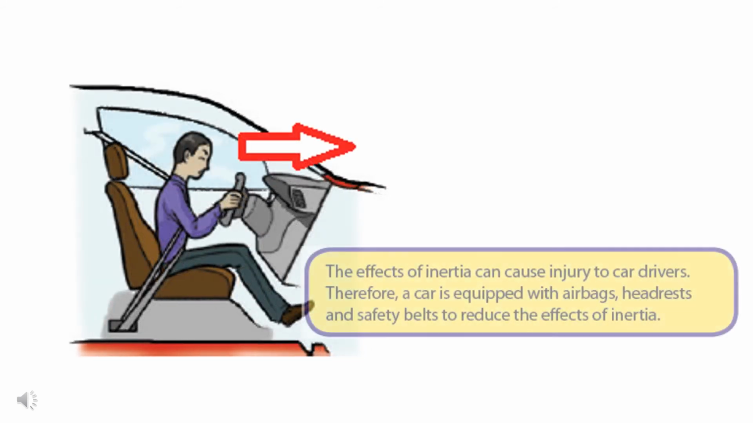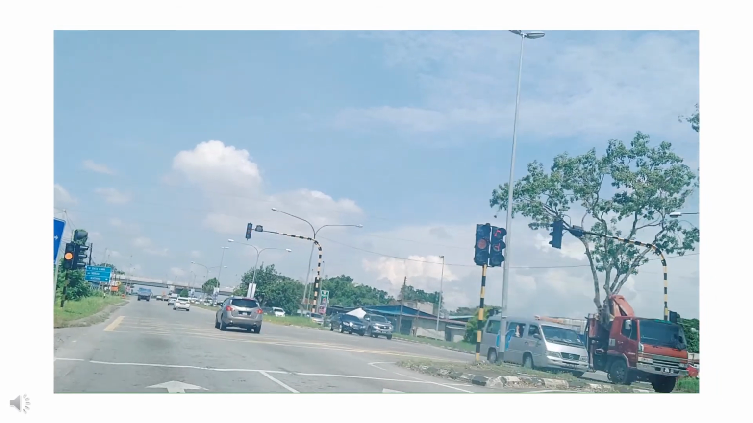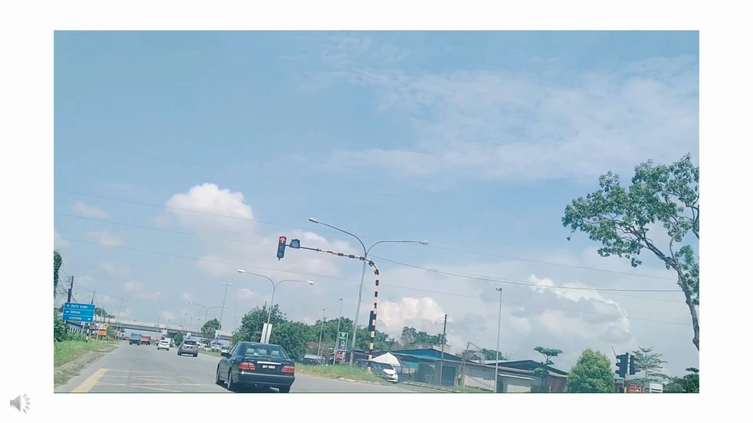When a car stopped abruptly, the driver or passenger will jerk to the front. This is because the object has the tendency to remain moving forward even when the car stops. The effects of inertia can cause injury to car drivers. Therefore, a car is equipped with airbags, headrests, and safety belts to reduce the effects of inertia. Observe the demonstration in this video.